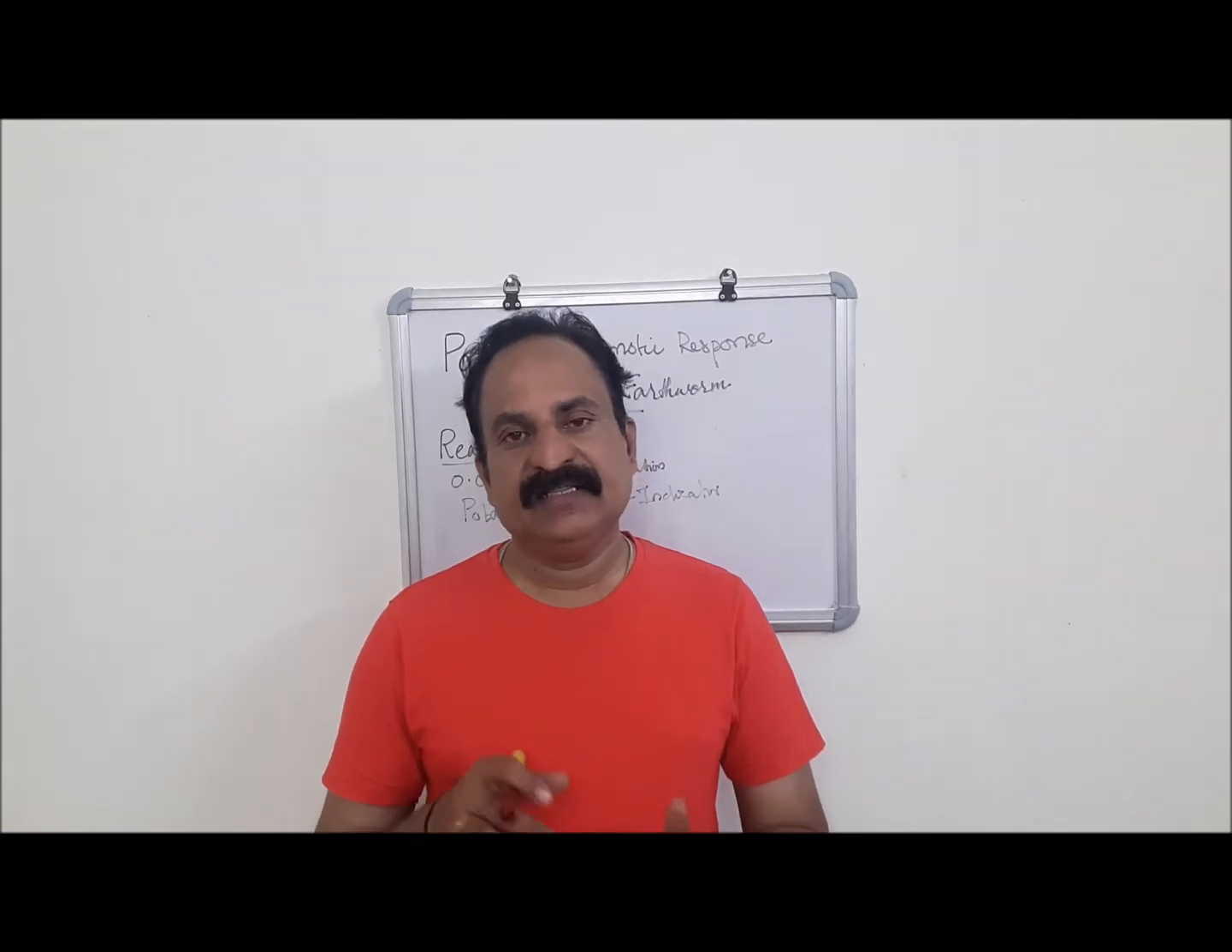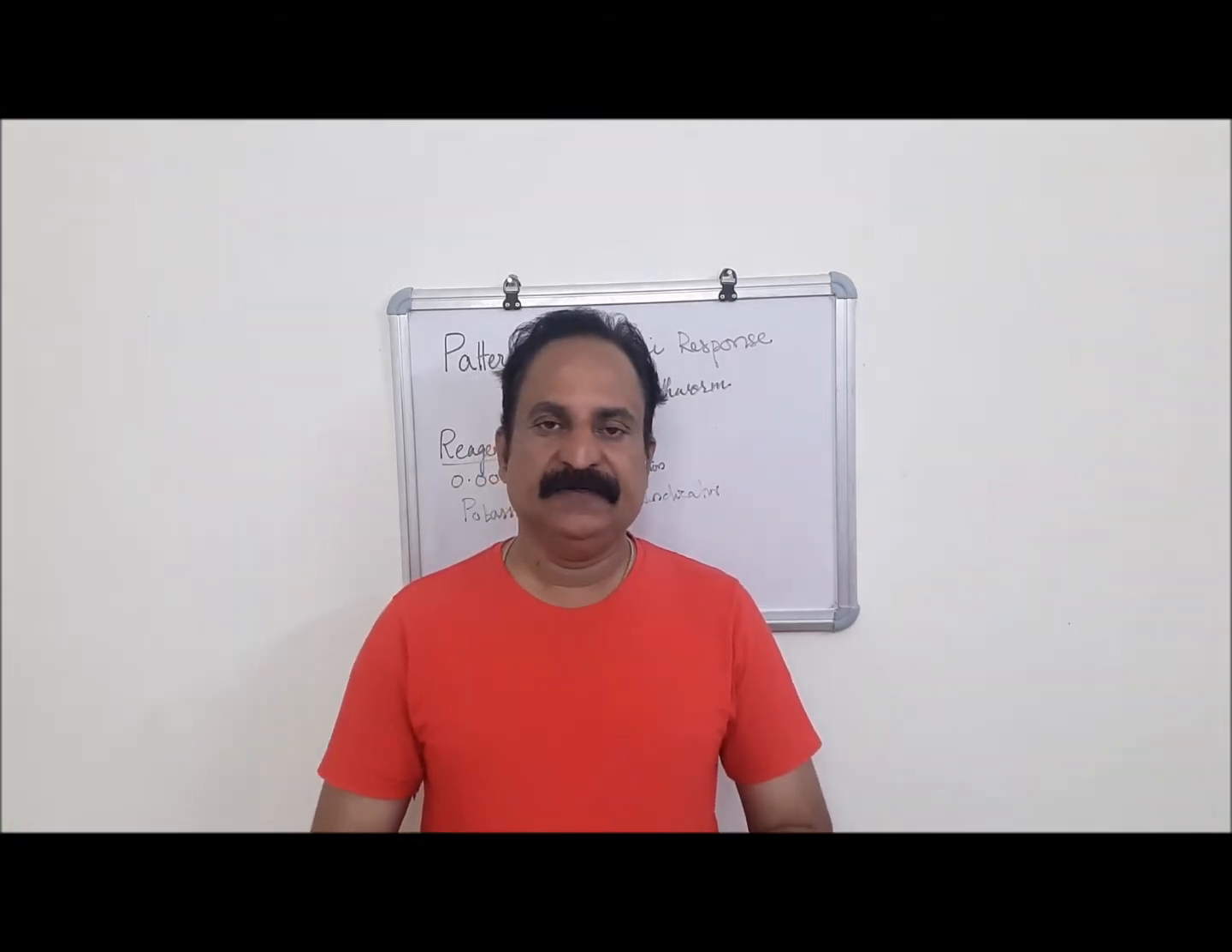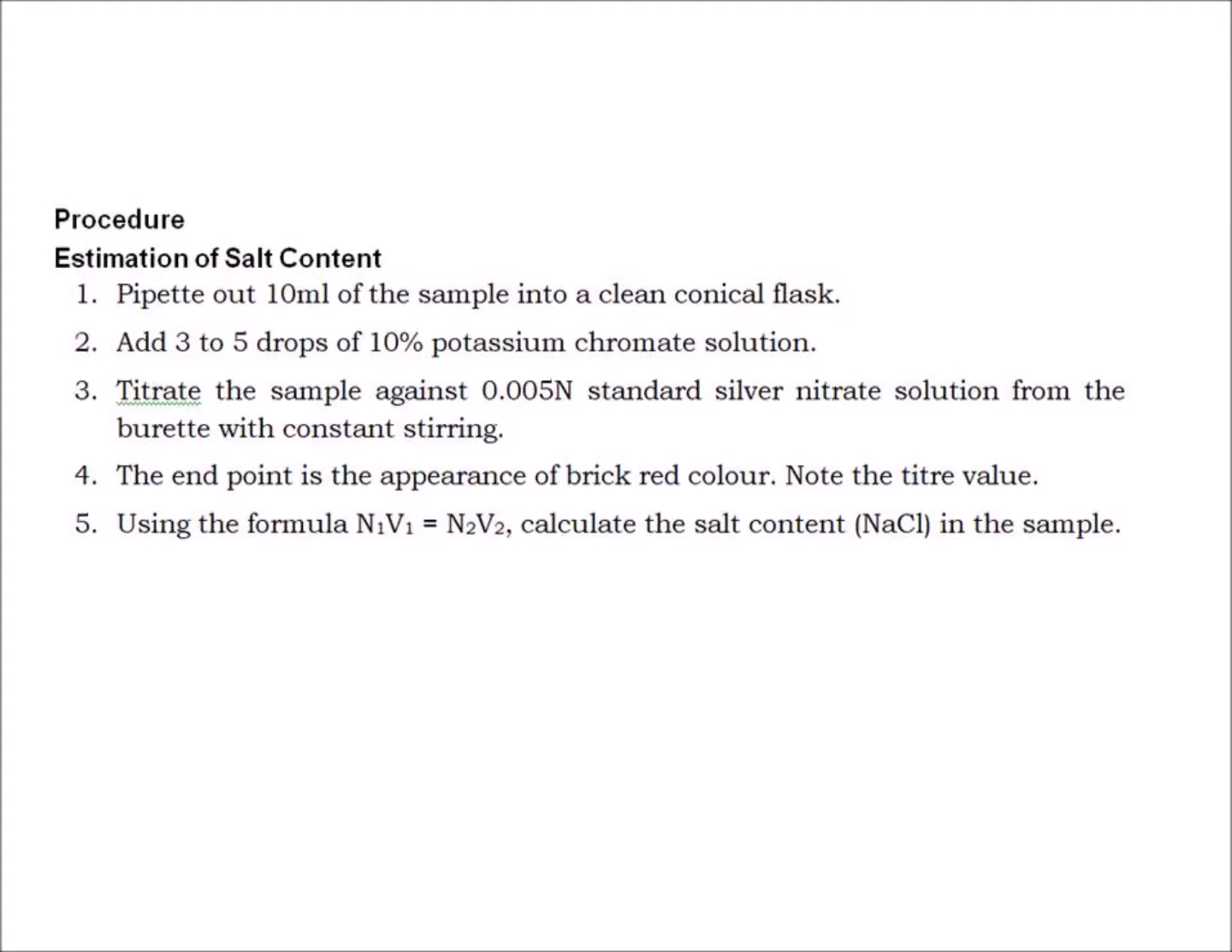Next we can see the procedure in detail. First we want to estimate the salt content. Pipette out 10 ml of the sample into a clean conical flask. Then add 3 to 5 drops of 10% potassium chromate solution.